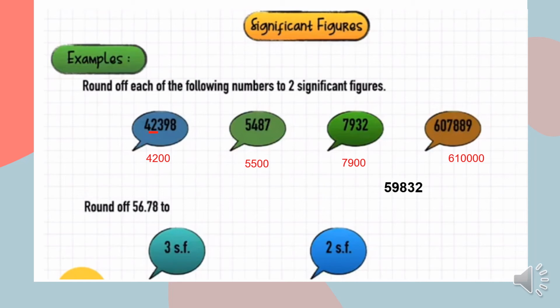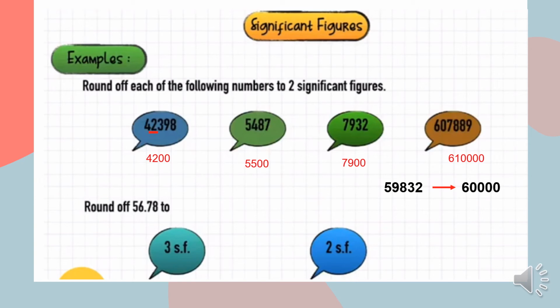Okay, so if you have the number 59832, and we would like to round off this number to 2 significant figures, we are going to underline 9. When you underline 9 and compare it to 8, you will add up, so you will get 60,000.